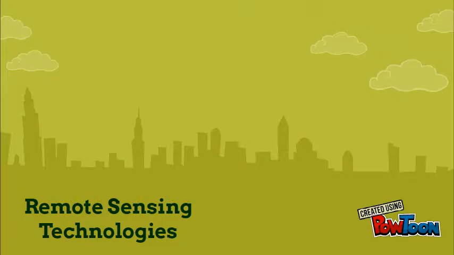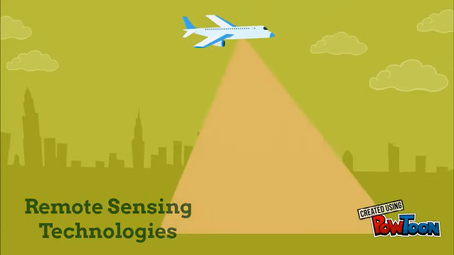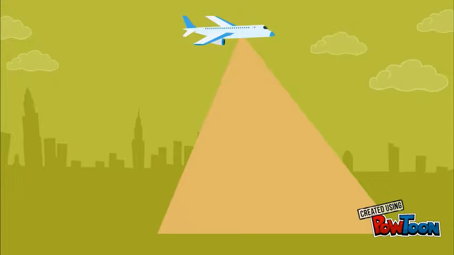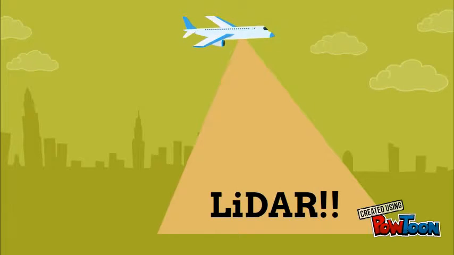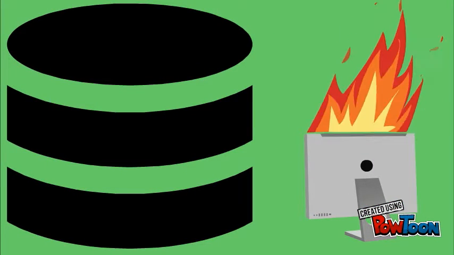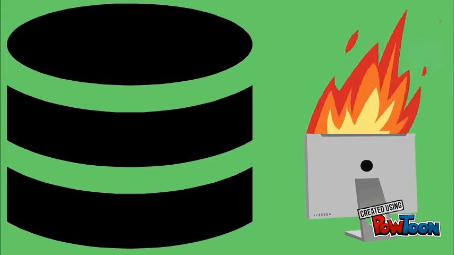Through the use of remote sensing technologies, specifically light detection and ranging, or LiDAR, building footprint extraction can be done with minimal user intervention. Remote sensing data such as LiDAR and satellite imageries are considered big data. Thus, it can be computationally expensive to run algorithms for building footprint extraction.